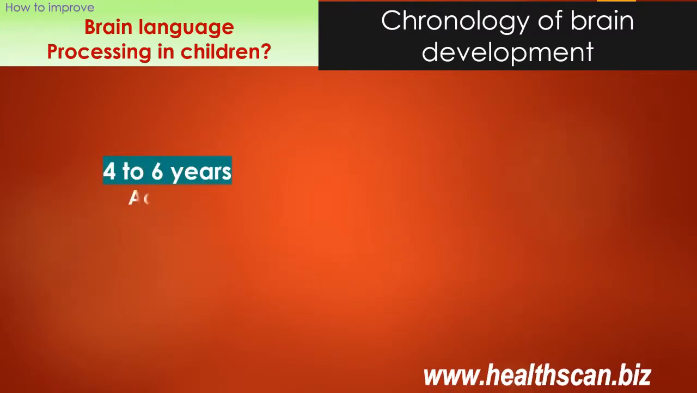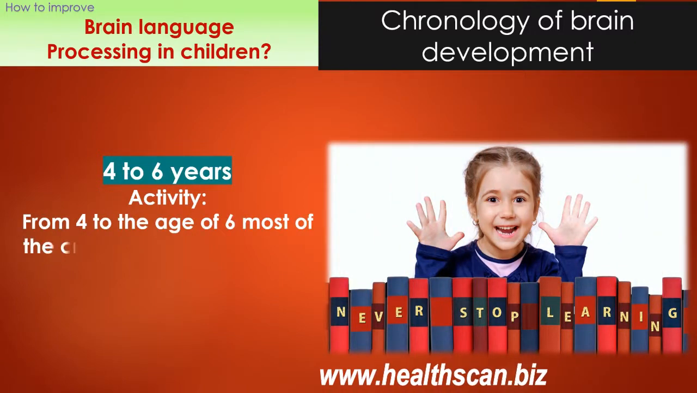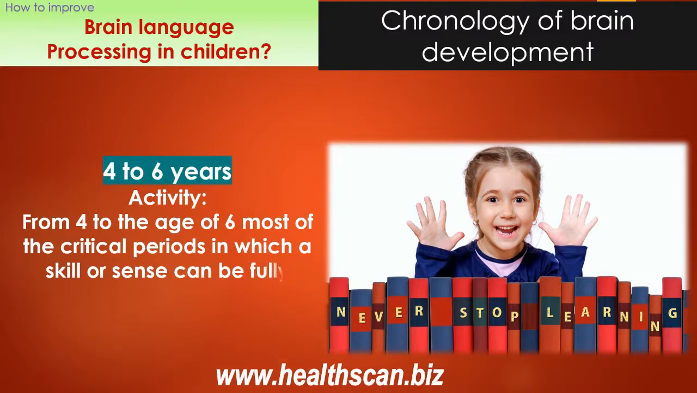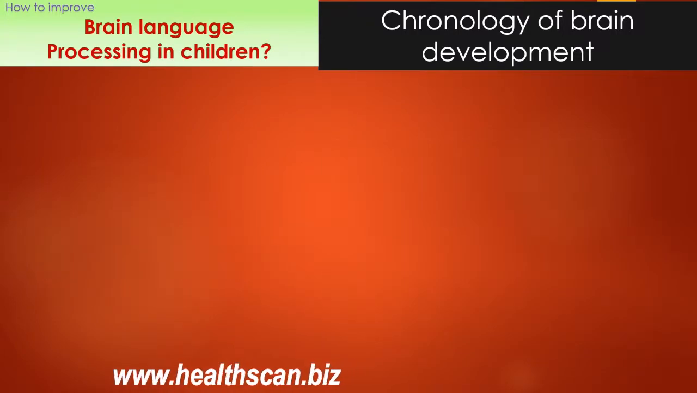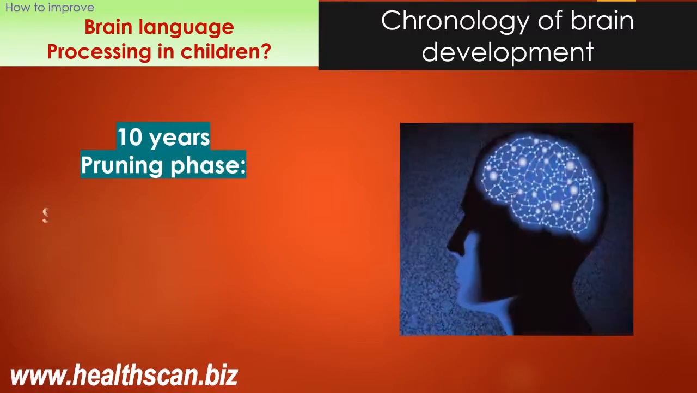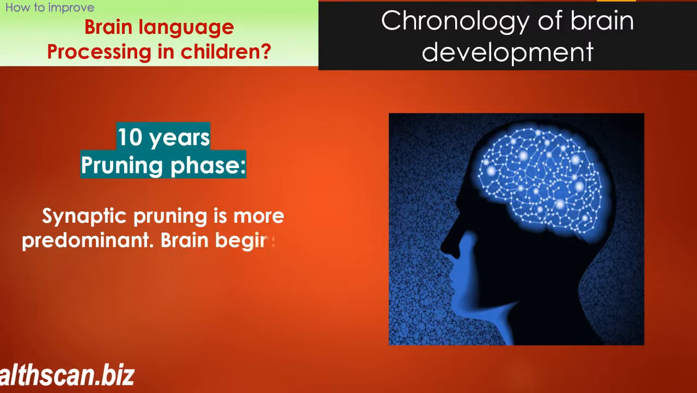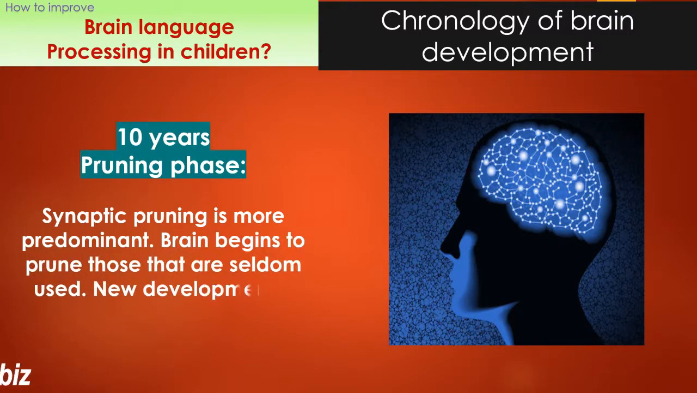4 to 6 years. Activity. From 4 to the age of 6, most of the critical periods in which a skill or sense can be fully gained are over or waning. 10 years. Pruning phase. Synaptic pruning is more predominant. Brain begins to prune those that are seldom used. New developmental neurons slow down.